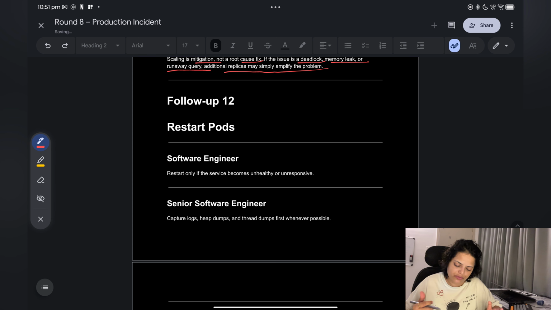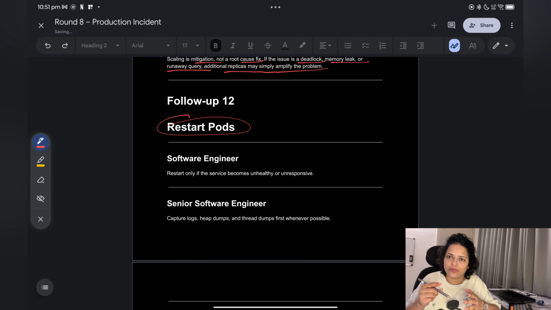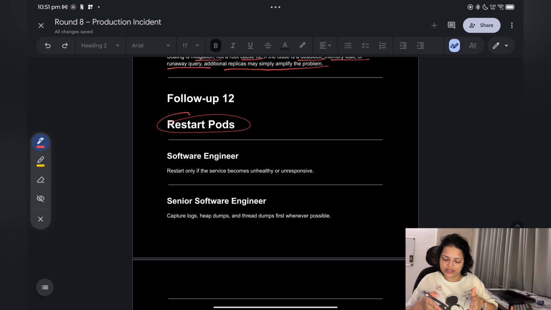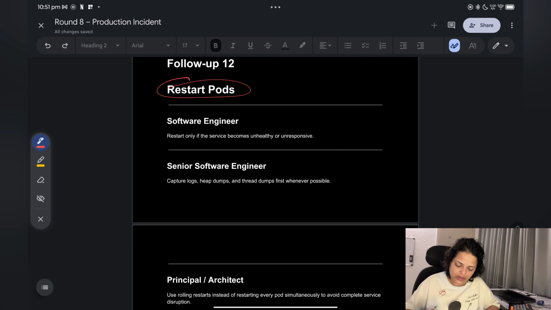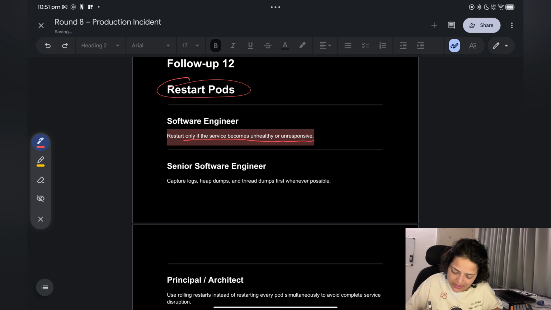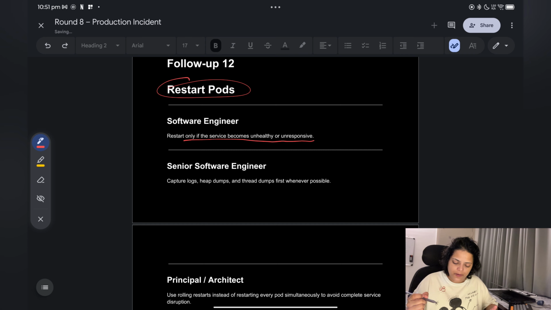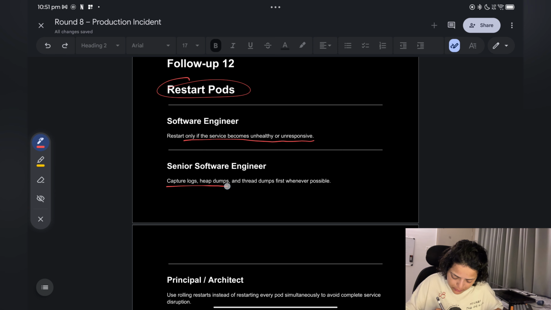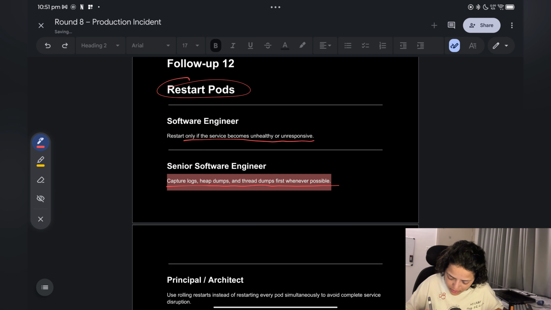So now follow-up question 12 is related to restart pod. Directly, don't jump to restart the pod, restart the system. First discuss these things in a step-by-step manner, and then come to here and say about the restart pod. A software engineer will say that he will restart only if the service becomes unhealthy or unresponsive. A senior software engineer will say that capture log, heap dump, thread dump first whenever possible.